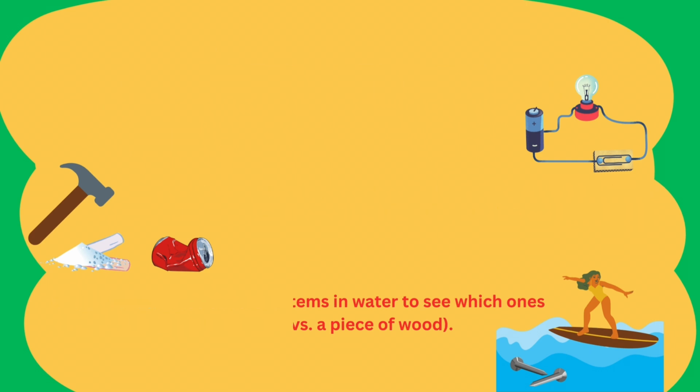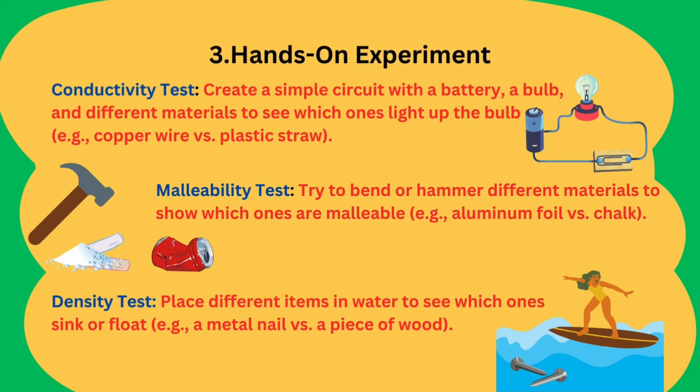Malleability test. Try to bend or hammer different materials to show which ones are malleable. Examples: aluminum foil versus chalk. Density test. Place different items in water to see which ones sink or float, for example, a metal nail versus a piece of wood.